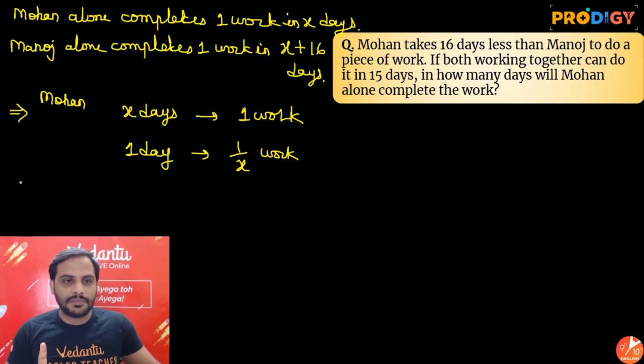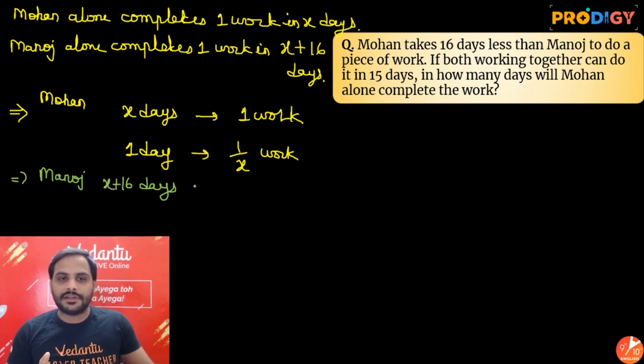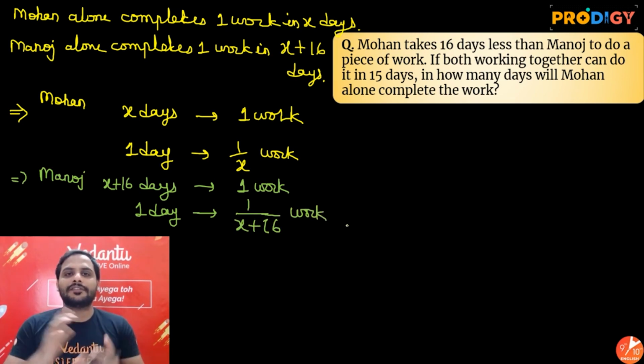Similarly, for Manoj, I can say Manoj completes one work in x plus 16 days. So in x plus 16 days, he completes one work. Then, sir, in one day how much work? In one day he'll be completing 1 by x plus 16 work.